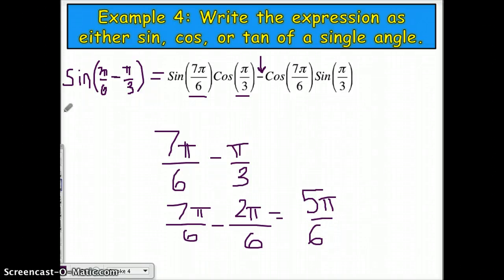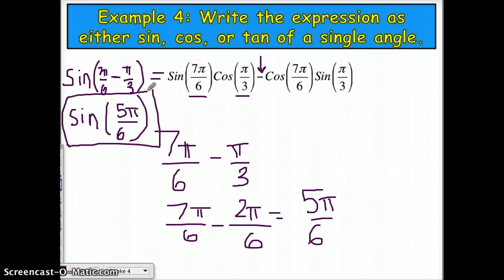So my final answer to rewrite as the sine, cosine, or tangent of a single angle is the sine of 5 pi over 6, and that would be in radians. If I wanted to convert to degrees, I could, but I'll leave it like that. So now you've seen examples like all of the problems on the assignment, so hopefully that's helpful.